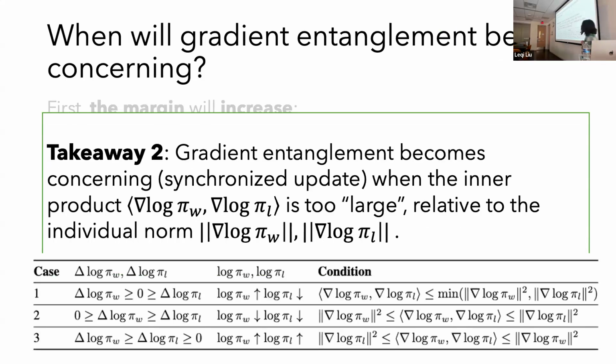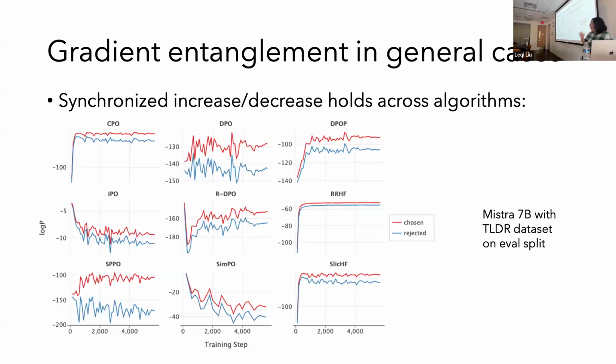So what does this say? It says that there's only one case where we will have the chosen log probability increase and the rejected log probability decrease, which is when the inner product of the gradients is less than or equal to the minimum of the individual gradient norms squared. This is unlikely in the language model case, because when we profile the inner product of gradients, they're really large. In particular, when it's in between any of these two gradient norms squared, we will always observe synchronized ups and downs. This is seen in all kinds of algorithms, not just DPO, but all these PO.